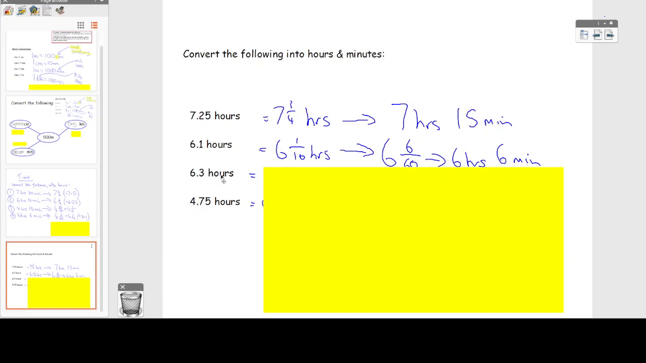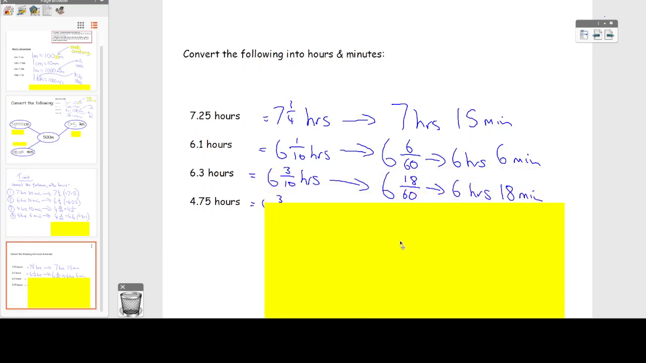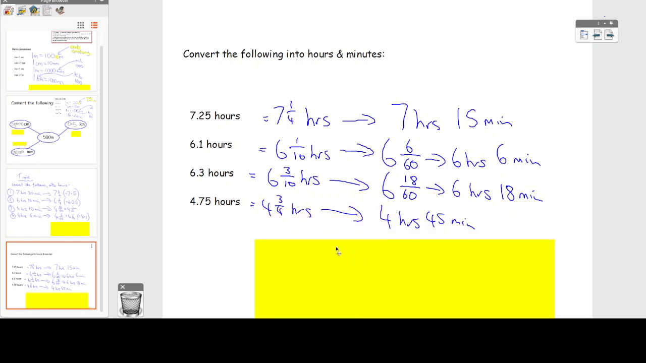Now, 6.3 hours, 0.3, that's 3 tenths. How do we convert that to 60ths? Times it by 6. So we get 6 hours and 18 60ths, 6 hours, 18 minutes. And then finally, 4.75 hours, that's 4 and 3/4 hours. Well, what's 3/4 of an hour in minutes? That's 45 minutes. So that's 4 hours, 45 minutes.